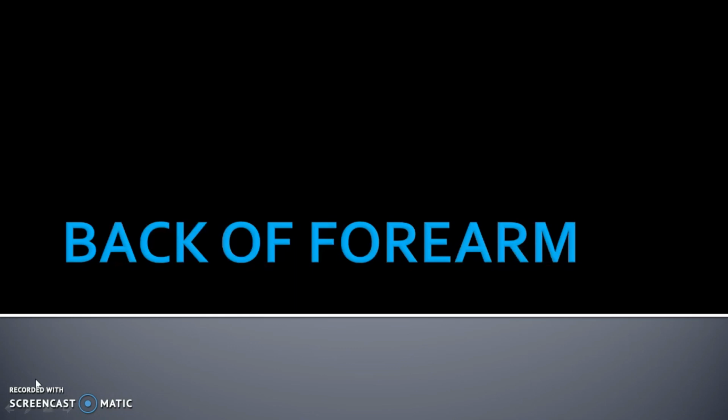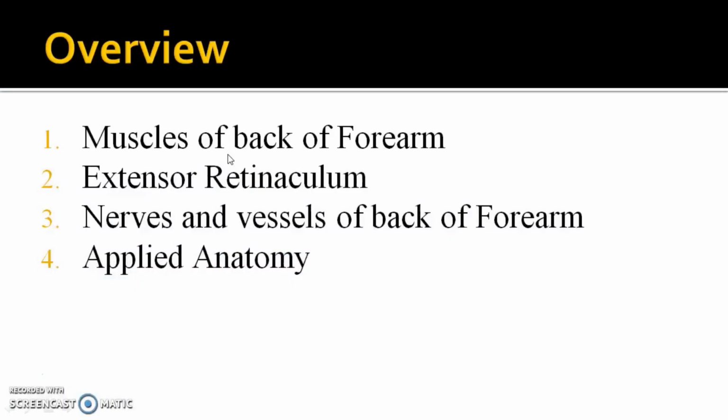So in this class we are going to see a detailed account of the back of the forearm, that is the posterior compartment of the forearm region. As we already saw, the forearm posterior compartment has around 12 muscles, which we divide into 7 superficial and 5 deep muscles. Along with these muscles we will have some other structures also, which we are going to see in this class. The things we are going to cover in this topic are the muscles of the posterior compartment, the extensor retinaculum, and the nerves and vessels of the back of the forearm, along with applied aspects.